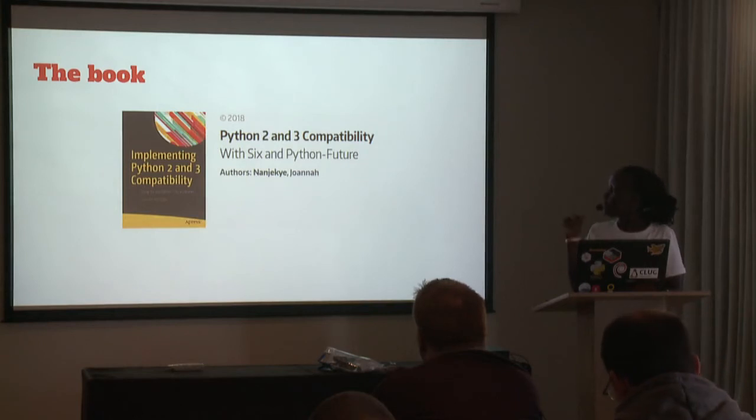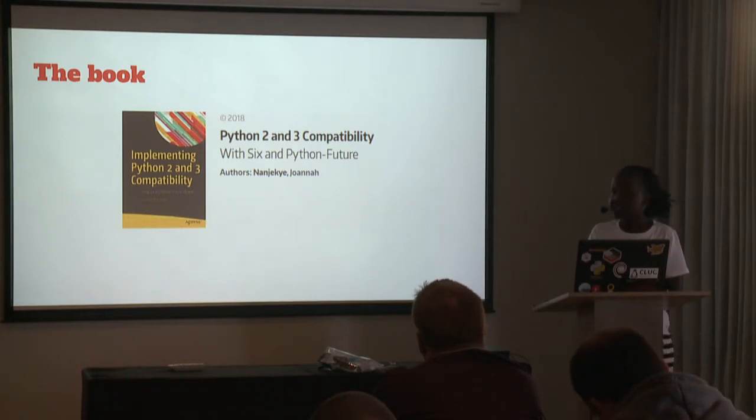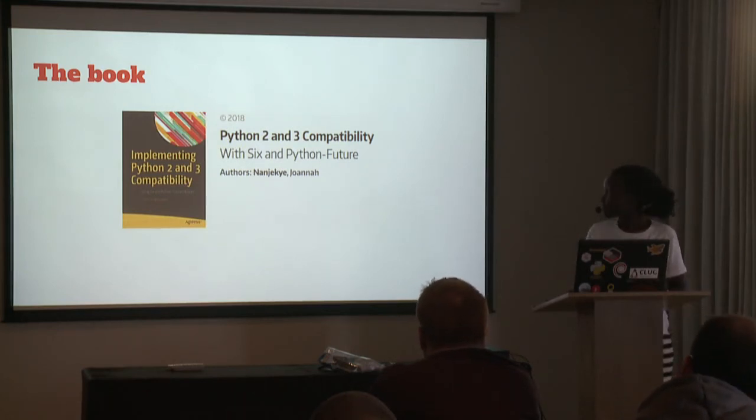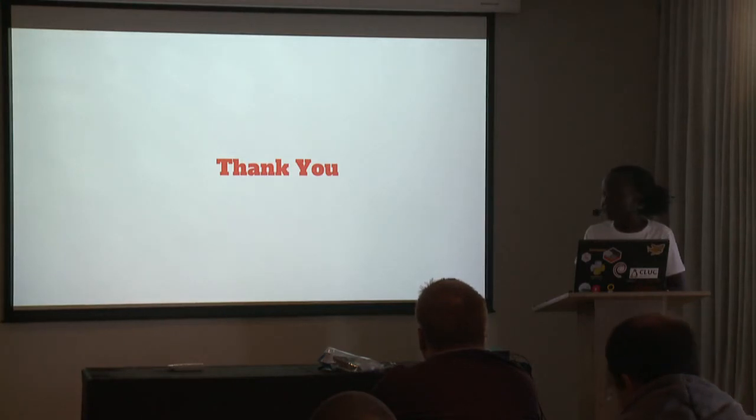I've been writing a book on the subject. It's entitled Python 2 and 3 Compatibility. I demonstrate concepts on achieving compatibility for both versions using six and future libraries. It will be ready in January 2018. The writing is done, but by January 2018, the book will be ready in paperbacks, probably ready in soft copy before January. Yeah, so thank you.